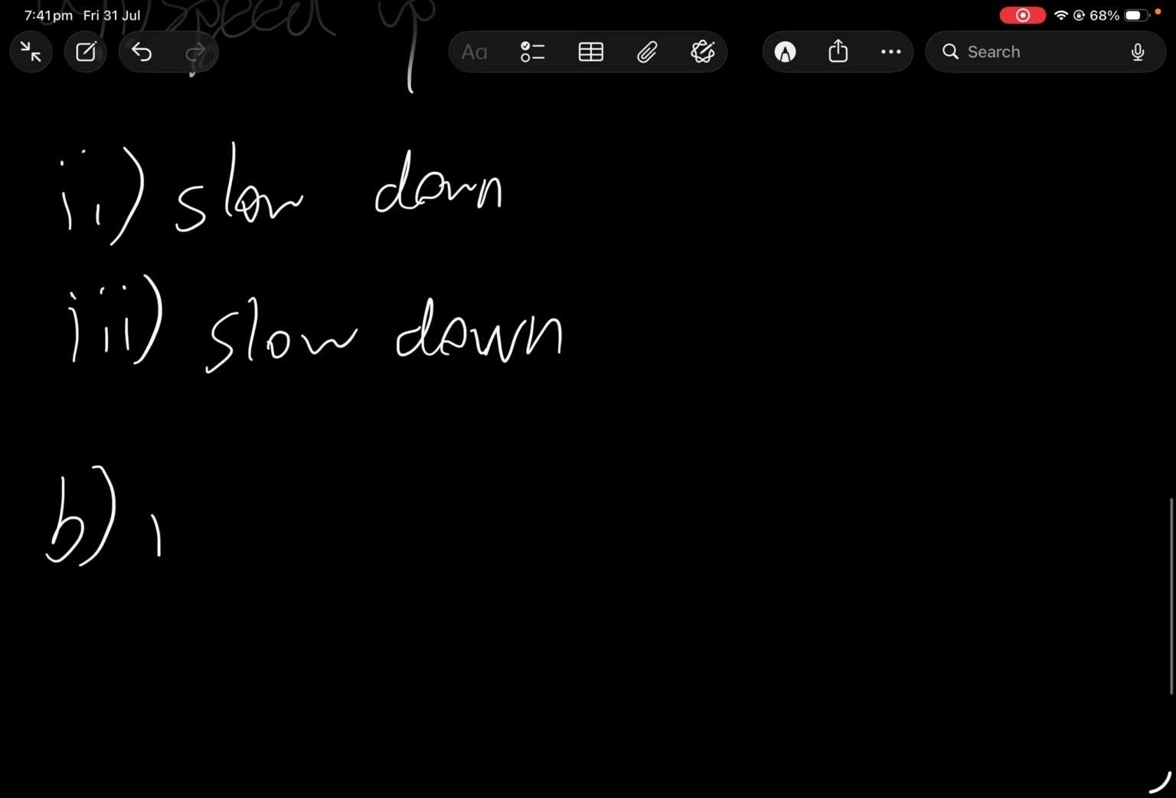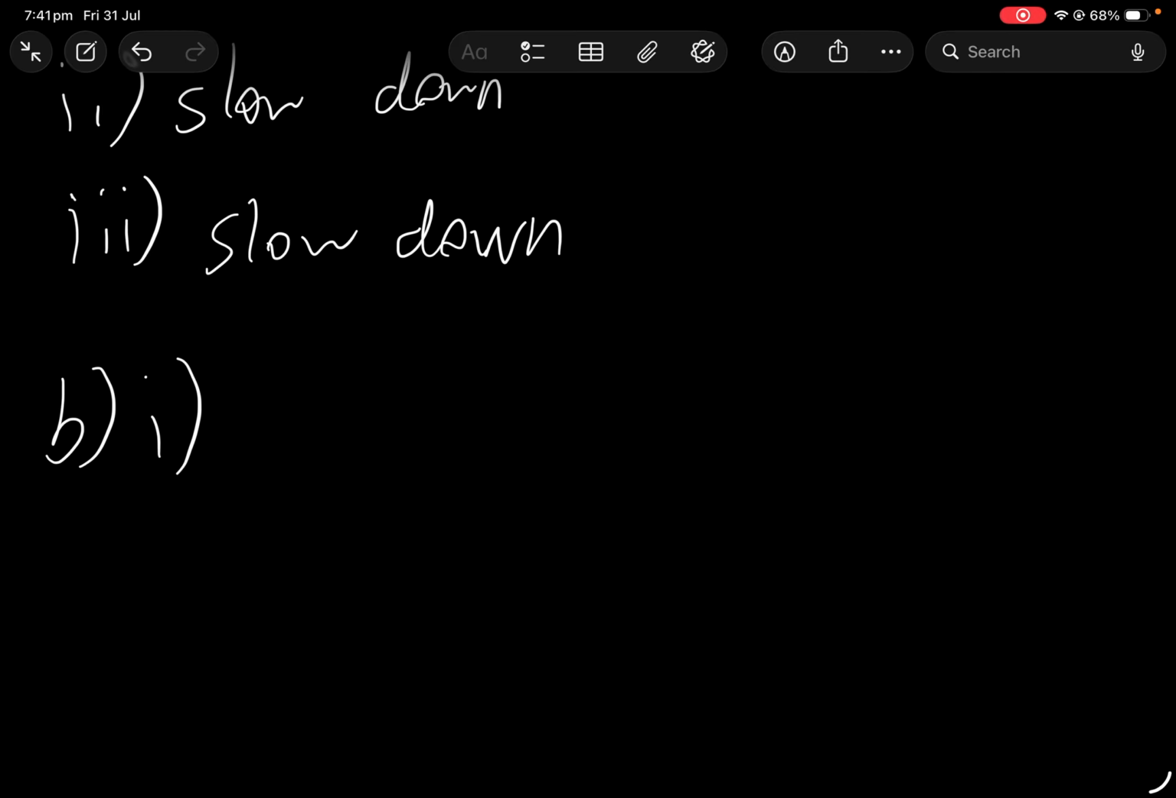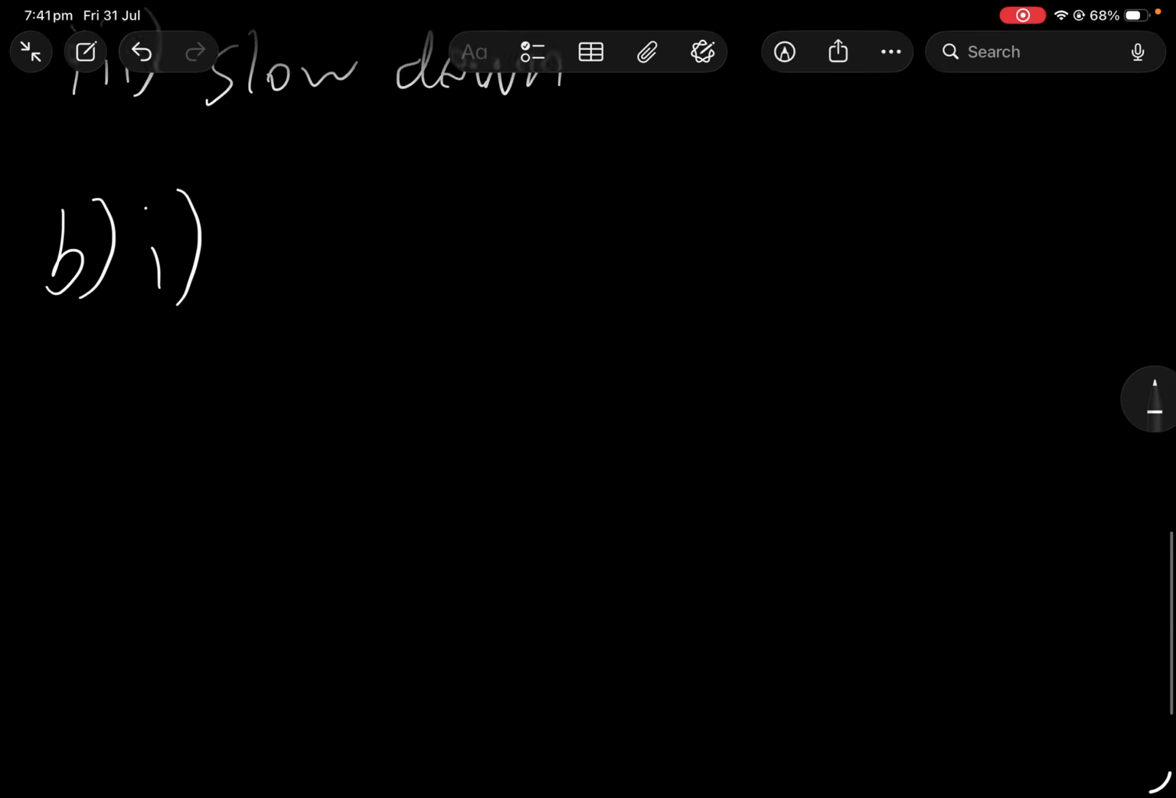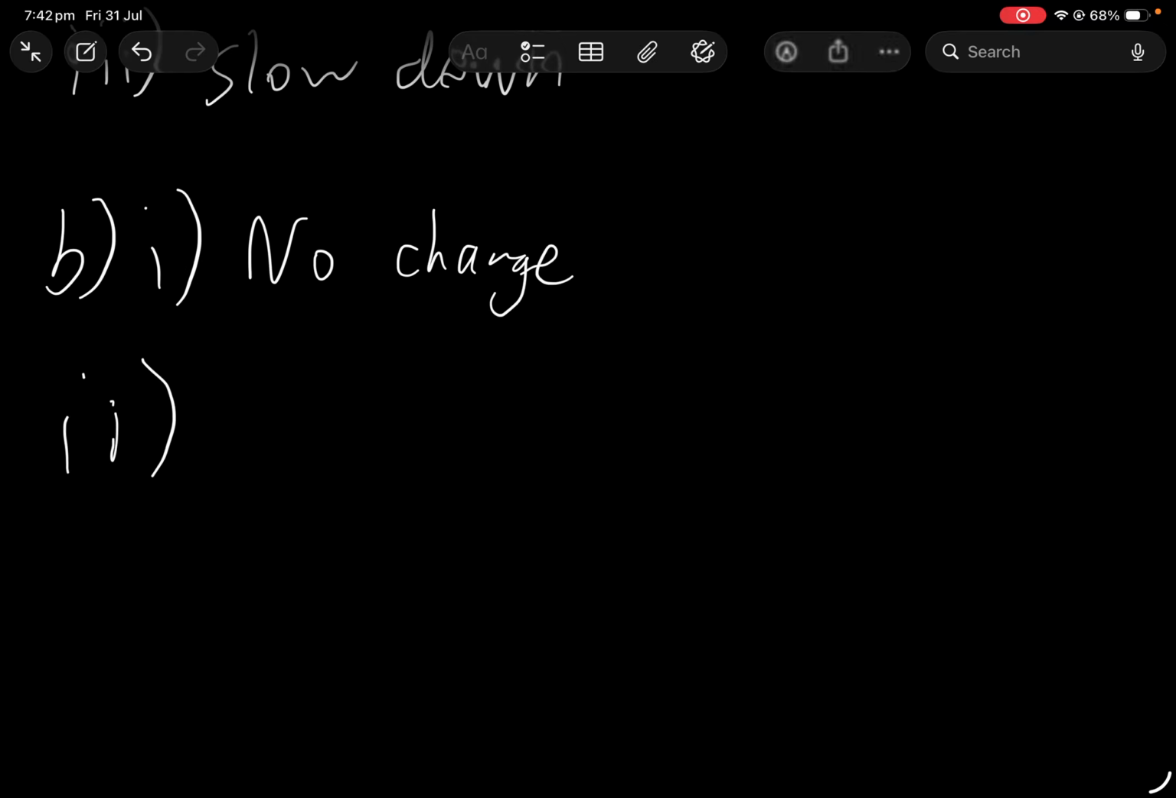And for part B, part 1 says predict the effect on the concentration of carbon dioxide when equilibrium is re-established during the following changes. More barium carbonate is added. When more barium carbonate is added, because it's a solid again, nothing really happens to the concentration of the gas, so no change. And for part 2, it says the volume is doubled. When the volume is doubled, that just means the pressure is lowered, but that doesn't really help in this context.